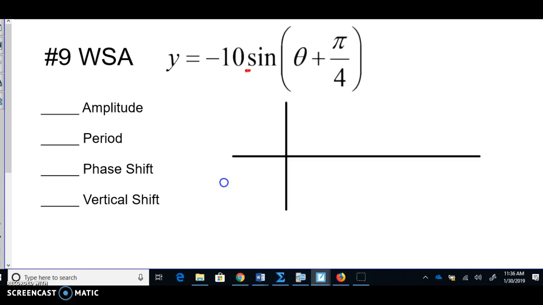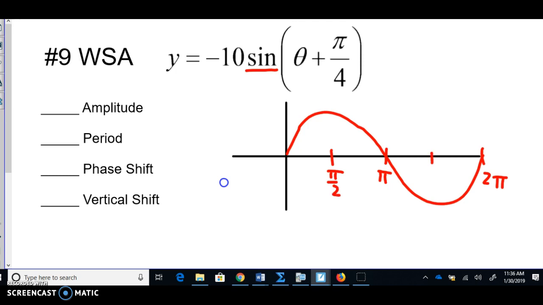So the first issue is sine. So, sine parent graph in radians. 360 degrees is 2 pi radians, 180 is pi, 90 is pi over 2, 270 is 3 pi over 2. So there's the parent graph for sine in radians.